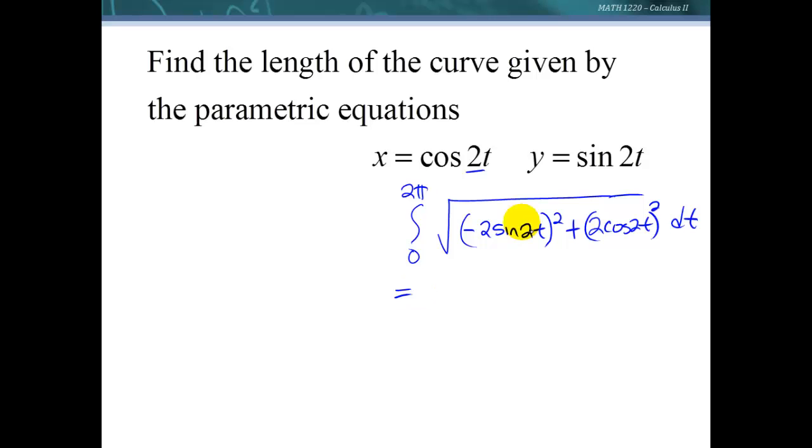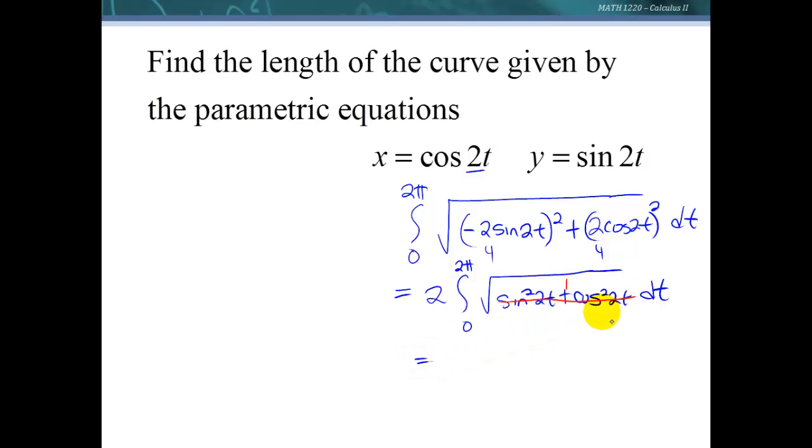So as I compute that, this is going to be a 4 and this is going to be a 4. I could factor that out and square root it and bring it out in front of the integral completely, and it would look like that. And then this is just simply going to be the square root of sine squared 2t plus cosine squared 2t dt. But of course, there's the favorite trig identity. That's just a 1. So I just simply have to integrate 1 dt here. So that's just going to be 2t evaluated from 0 to 2 pi. So that's going to be 4 pi.